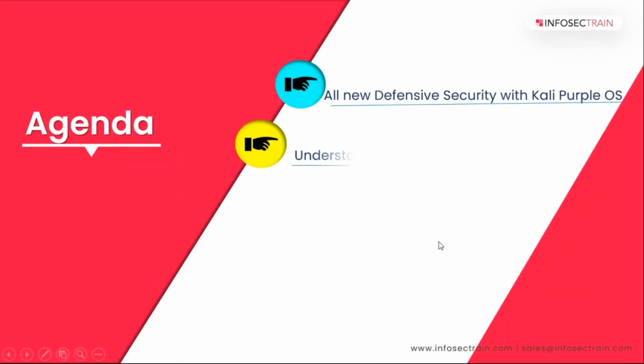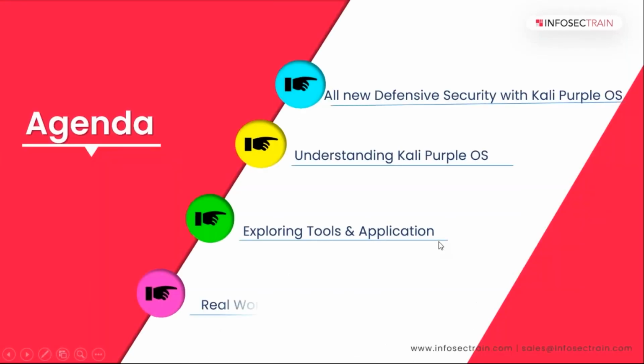Let's proceed. So our today's agenda would be basically these pointers. We'll understand what this Kali Purple is all about, what it has to bring to us, right? We'll understand this entire Kali Purple OS. It's a defensive OS, right? So it's one of its own kind of defensive OS. The very first time someone has released an operating system that is focusing towards defensive security.